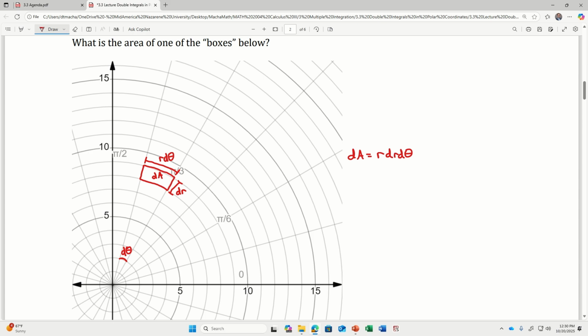So if I have just rectangular coordinates, a small packet of area would be dx times dy for the area of a rectangle. But if I have polar coordinates, now the area of one of these kind of rectangular boxes is not just dr d theta, but it's r dr d theta. Or you could say dr times r d theta, but we have to move the r on the inside of the integrand, so we say r dr d theta.